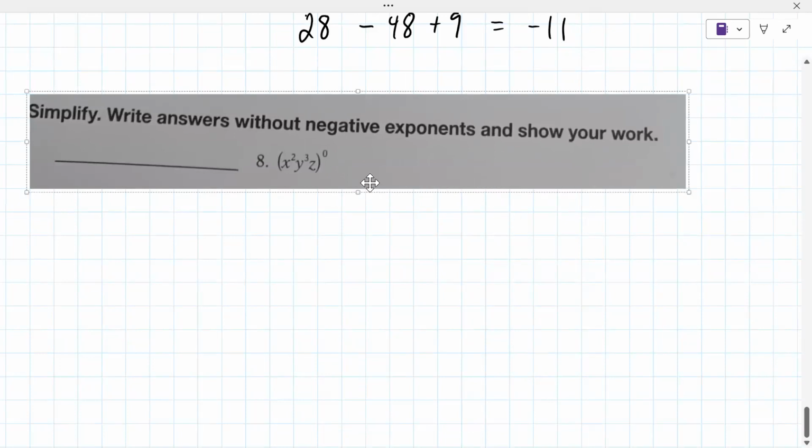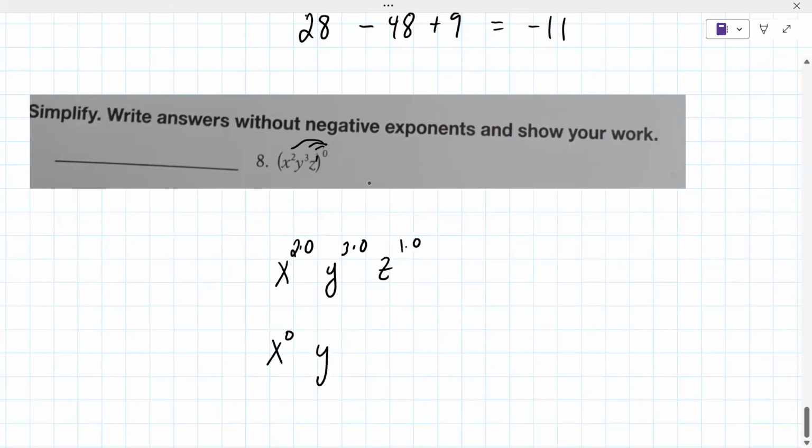Show your work. So the idea here is that you can distribute the zero to each of the exponents. And notice I put a one above the z. So invisible one. So it's 2 times 0, 3 times 0. So this is x to the 0, y to the 0, z to the 0. And anything to the 0 power, whether it's x or y or any letter, is always 1. So this is really 1 times 1 times 1, which is 1.